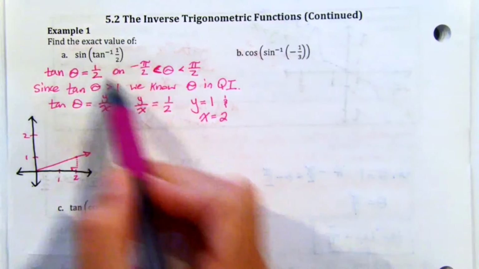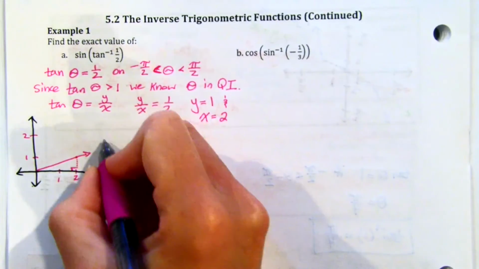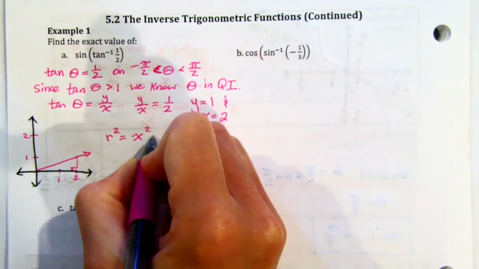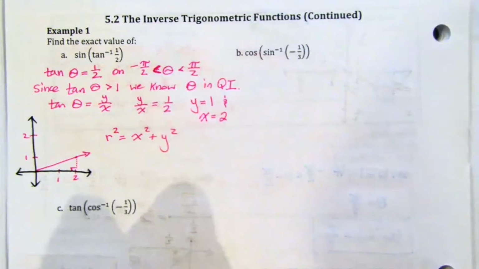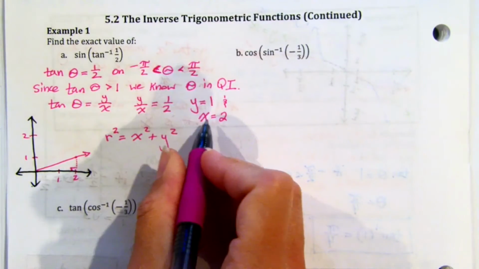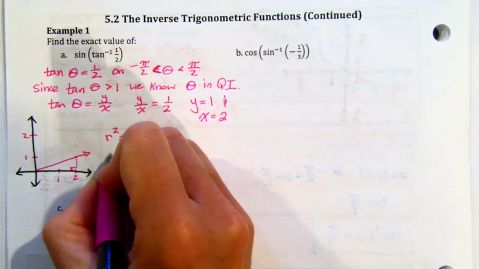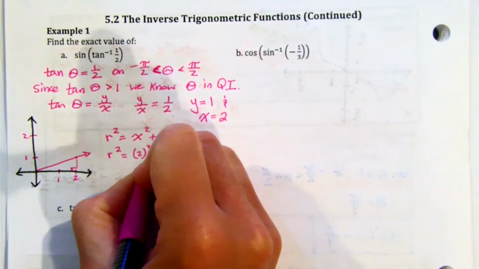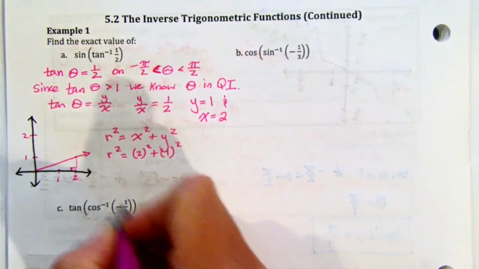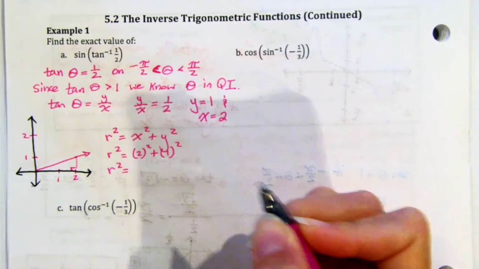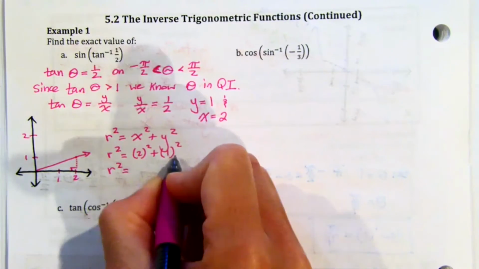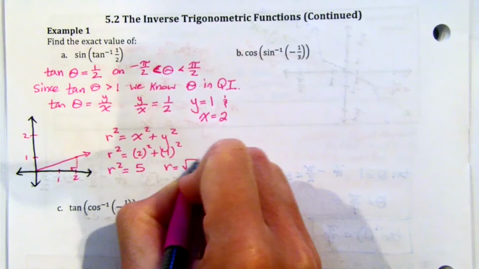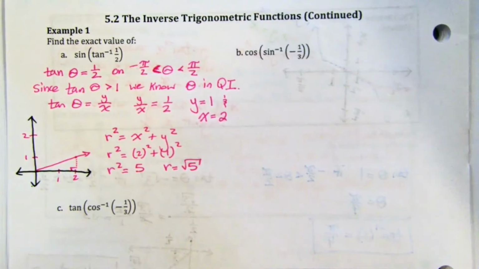So what we know is that the radius squared is equal to x squared plus y squared. And here our x is 2 and our y is 1. So our radius squared is going to be equal to 2 squared plus 1 squared. So our radius squared is 4 plus 1, which leaves us with 5. Therefore our radius is the square root of 5.